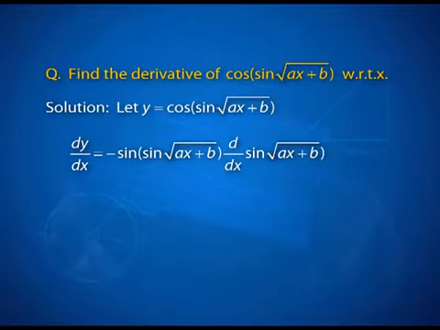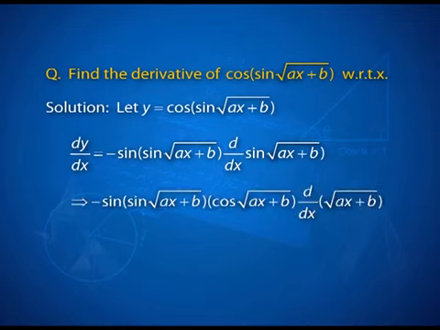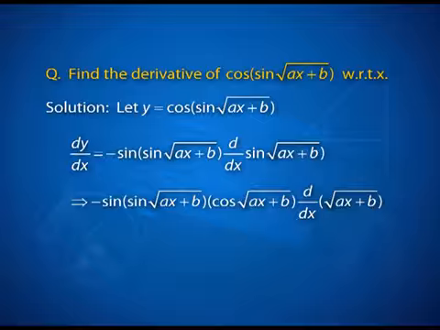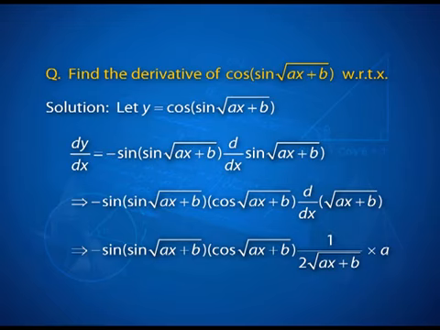Now, what is the next layer? Sine function. So, we differentiate the sine function with respect to root of ax plus b and we get cos of root of ax plus b multiplied with the previous minus sine of root of ax plus b into the derivative of the next function, that is root of ax plus b, which leads us to the next layer, which is square root. So, the square root derivative would give us 1 by 2 root of ax plus b.